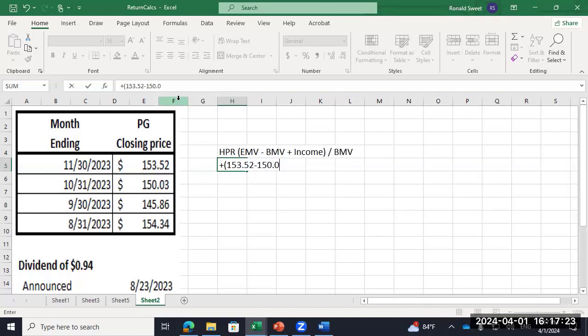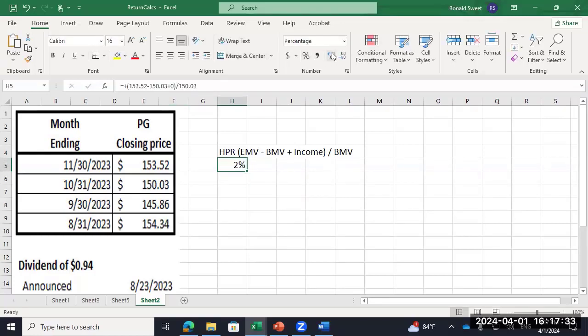Very simple formula. So for November, it's going to be 153.52 minus 150.03. How much income in November? None. Divided by 150.03. So a pretty decent month, 2.3%.